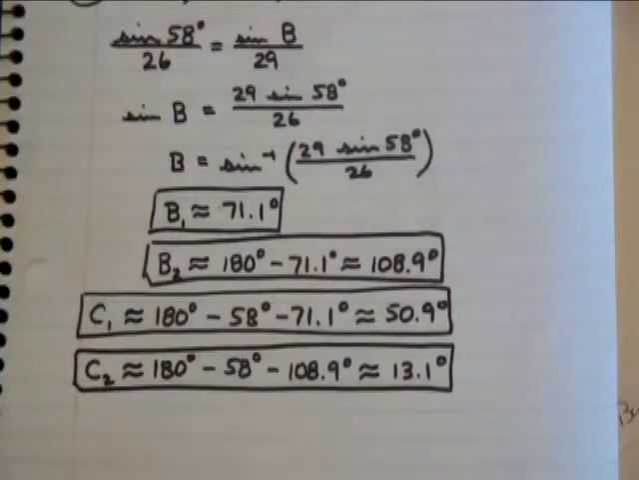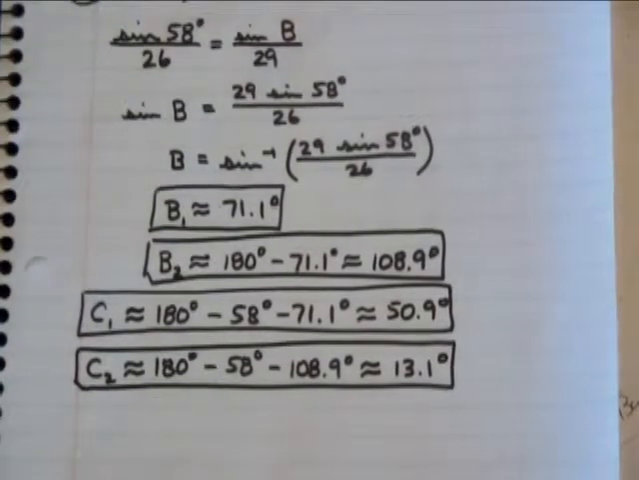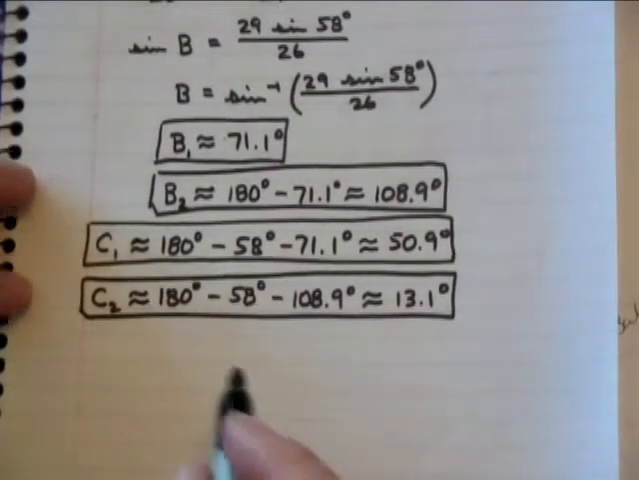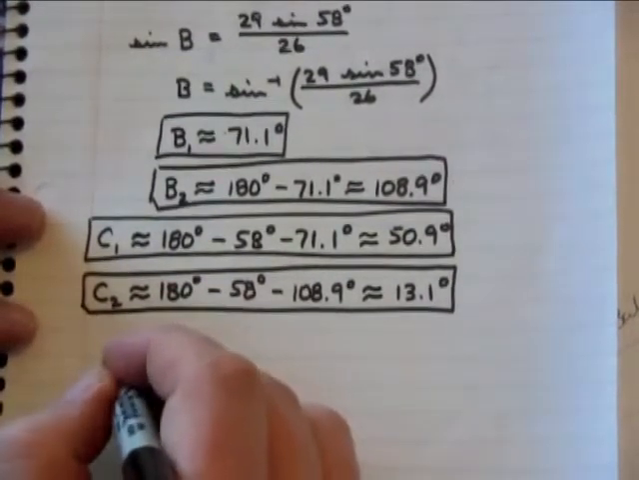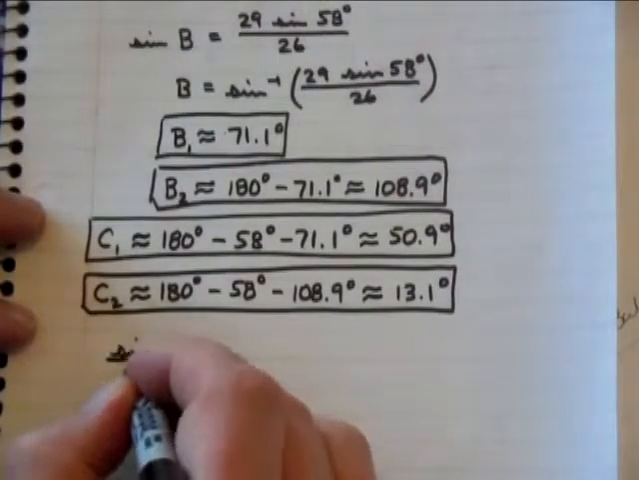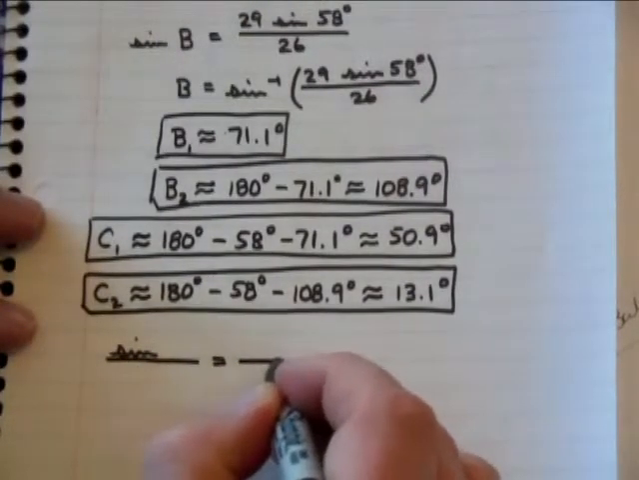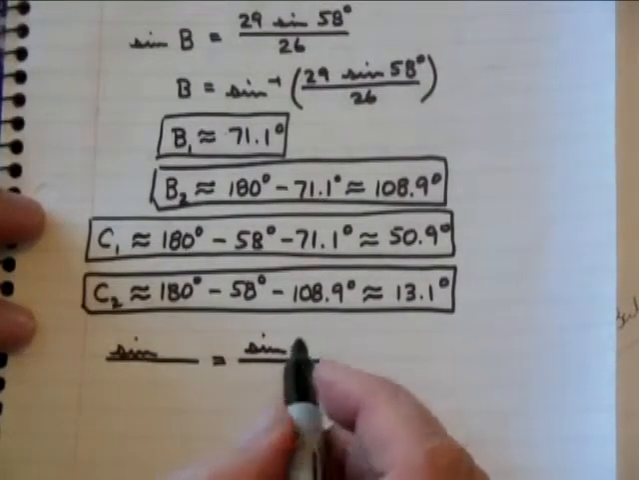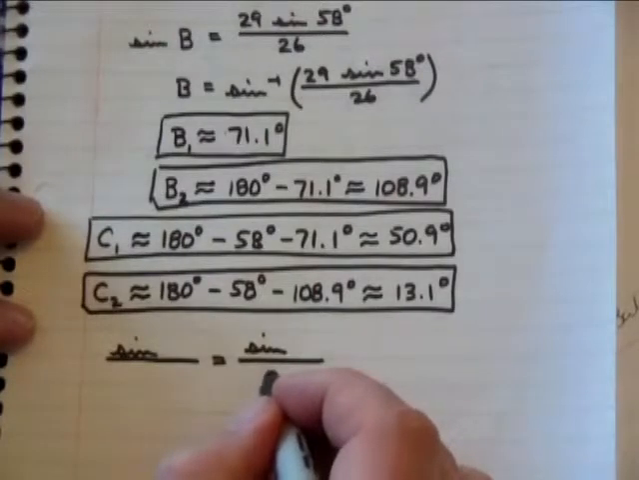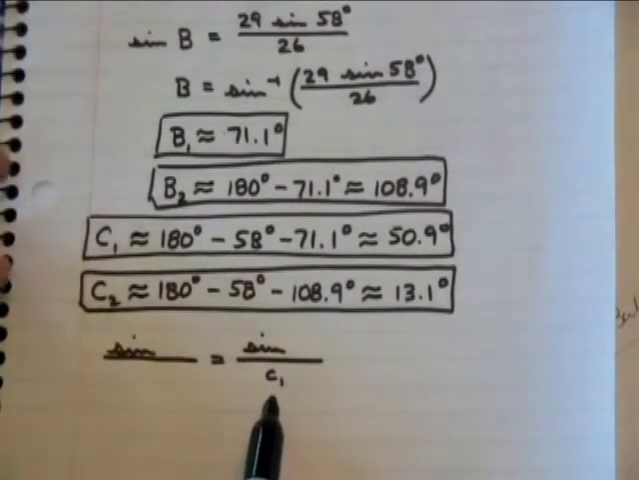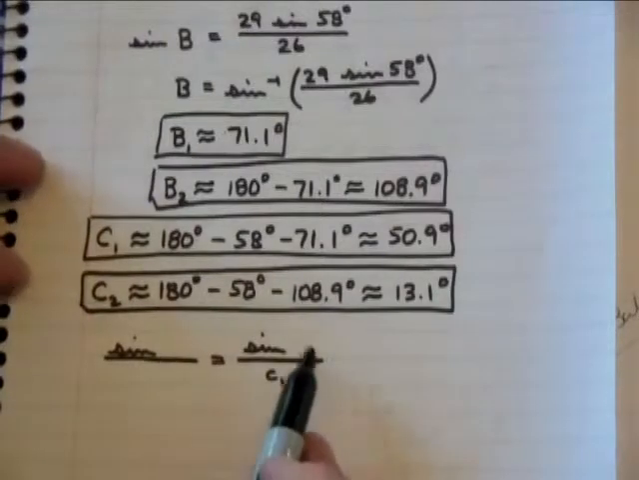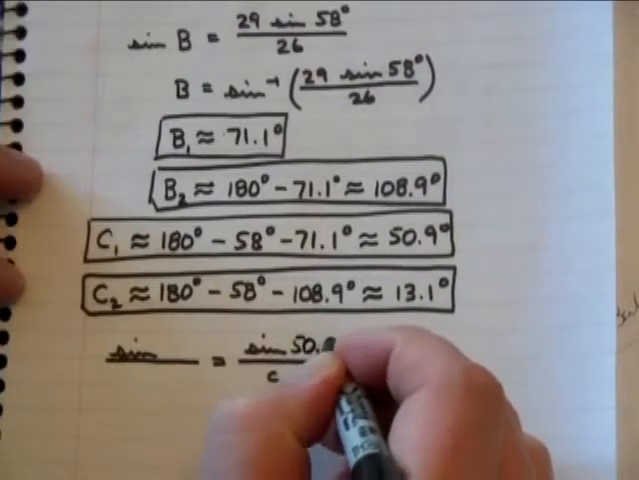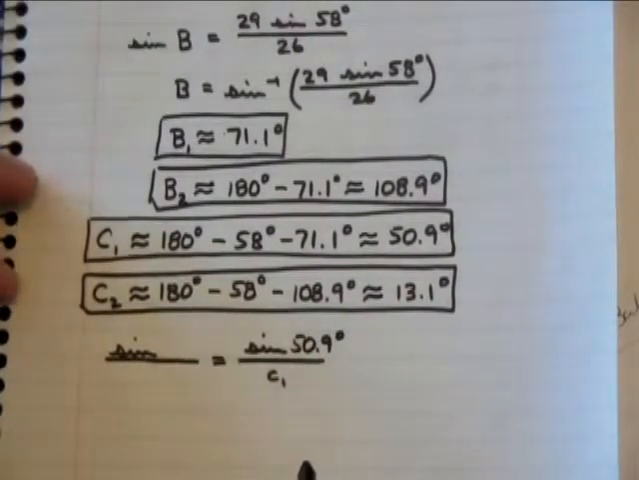Now we just need to find the one remaining side that we weren't given in both of these cases. So side C was not given to us. So we want to use the law of sines once again. So sine of some angle over its opposite equals sine of some other angle over its opposite, and we're really interested in knowing what the value of C1, little c for side C1, is equal to, so we should use angle C1 up in this sine function. So angle C1 is 50.9 degrees.